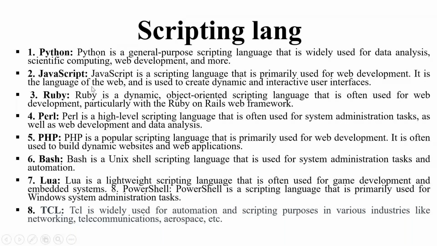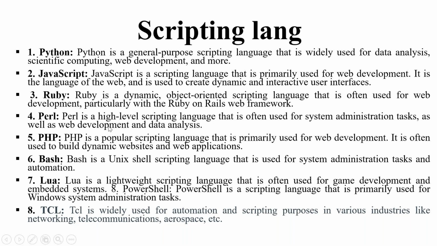JavaScript will be used primarily for web development, and Ruby will be used for web development, particularly with Ruby on Rails, the web framework. Perl is used for system administration tasks. PHP is used primarily for web development. Bash shell scripting is used for system administration tasks, and Lua is used for game development, and TCL is widely used for automation and scripting purposes in various industries like networking, telecommunication, aerospace, etc. So these are the scripting languages.